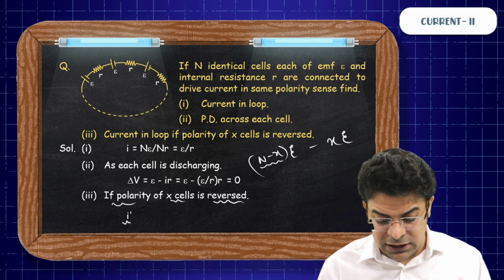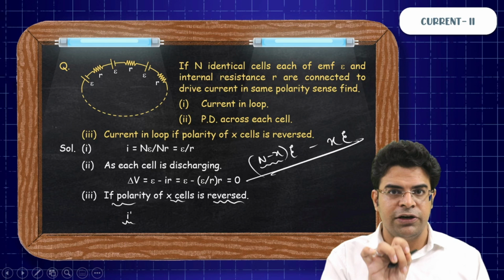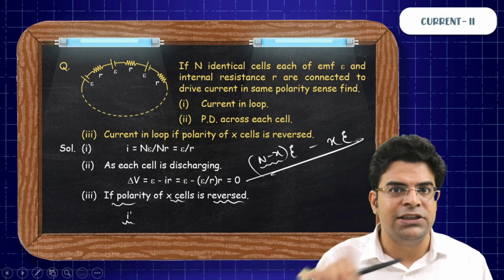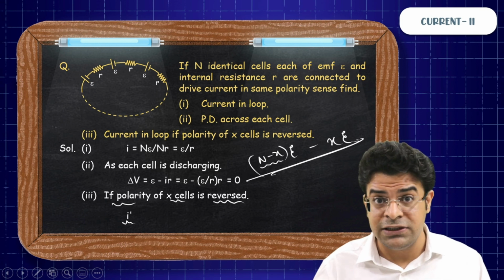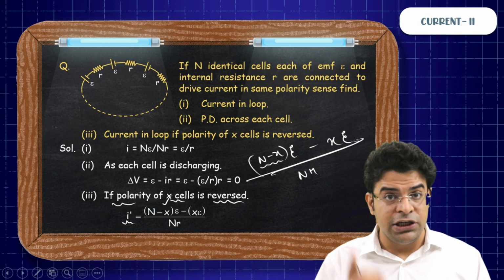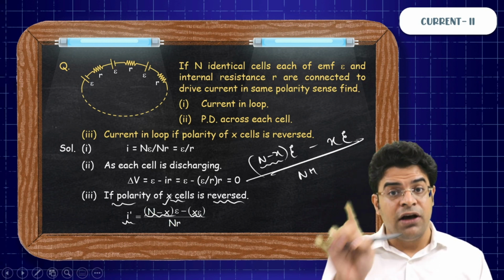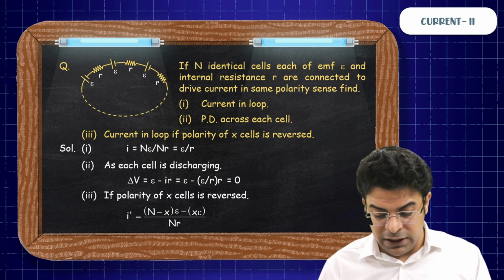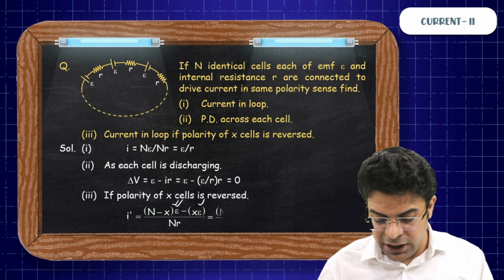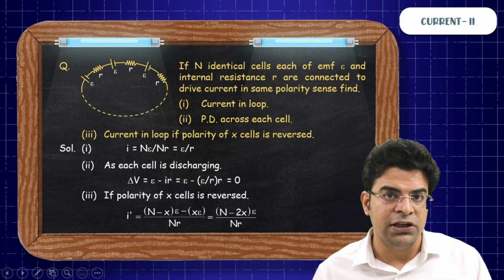And the current in the circuit has to be equal to this equivalent EMF upon the resistance of the circuit. Since all the internal resistances are still in series, the equivalent internal resistance will be NR. So you get I dash equals n minus x into E, which are trying to drive in one sense, minus xE, which are trying to drive in the other sense, divided by NR. When you solve this, you get in the numerator (n minus 2x) into E by NR, and that will be the current in the circuit.